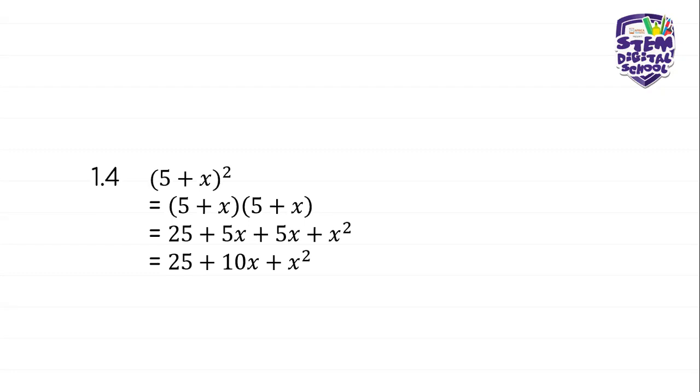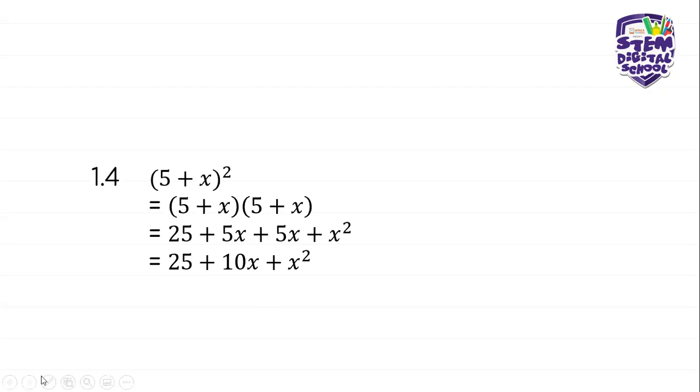So once again, you collect the like terms, which is 5x and 5x. Then 25 plus 10x, because 5x plus 5x is 10x, and then you bring down the x squared there. So your solution will be a trinomial, which is 25 plus 10x plus x squared. So that is what we do.